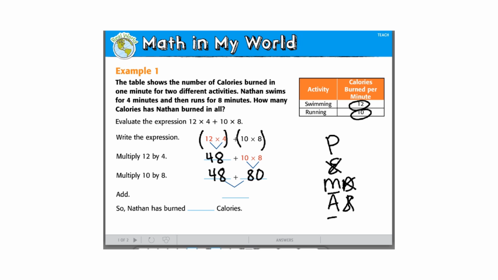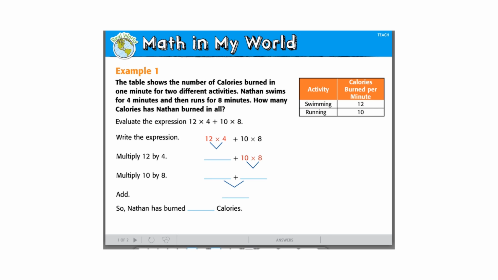So now 48 plus 80 would be 128 calories. So that's how many calories he burned altogether. So you don't just start from the left and work to the right. You have to use the order of operations, like what I showed you.